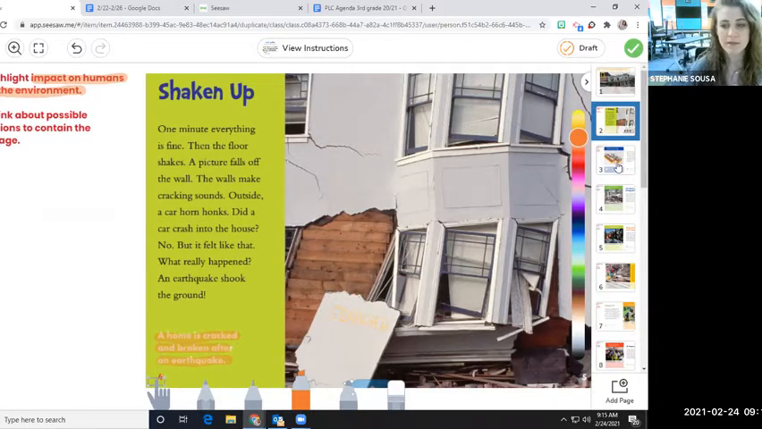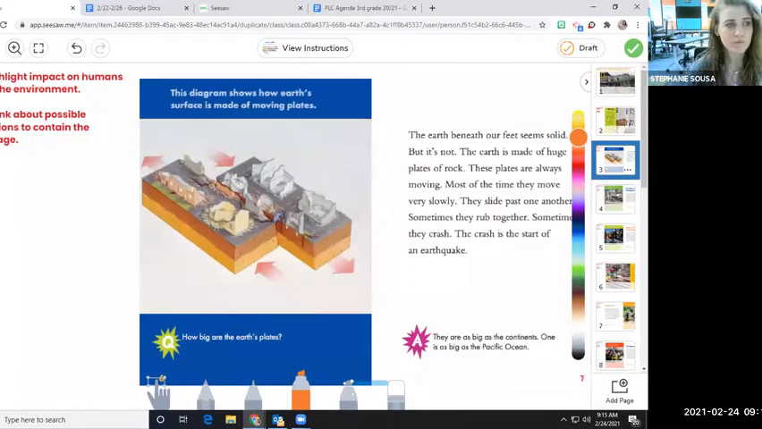Let's move on to slide 3, please. Highlight the impact on humans and the environment. So we're looking for humans, we're looking for the environment. We're going to think about ways that we can lessen that damage, okay?